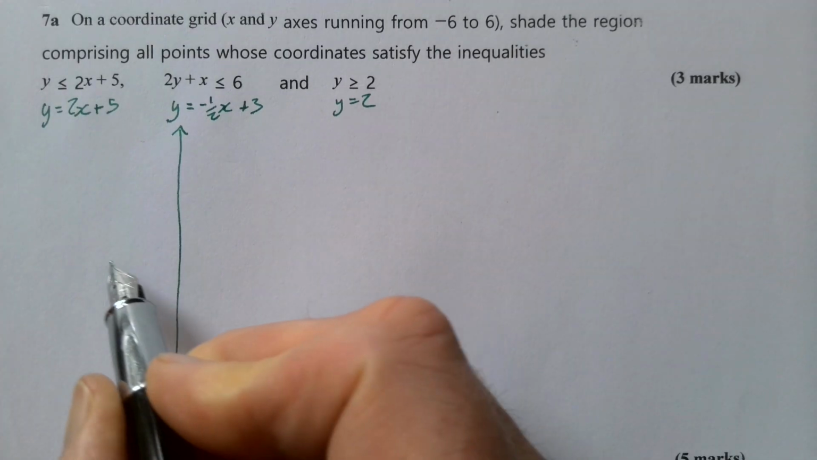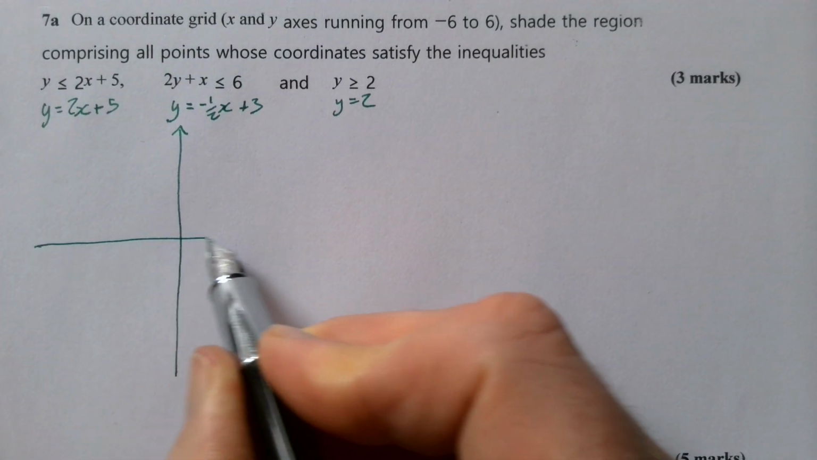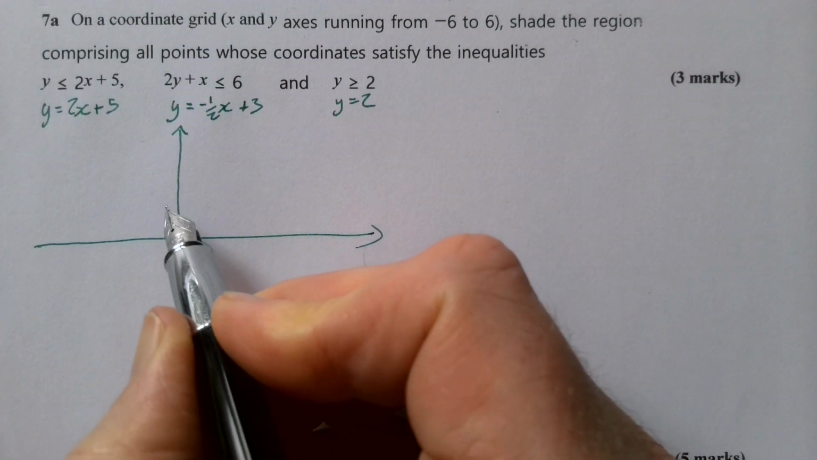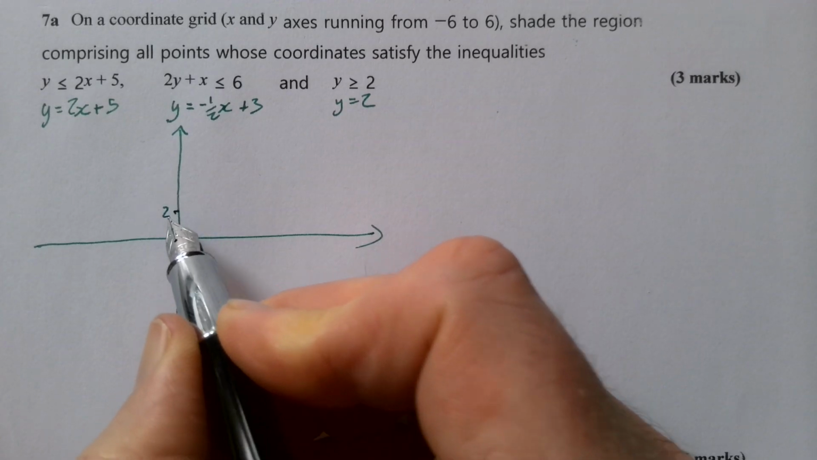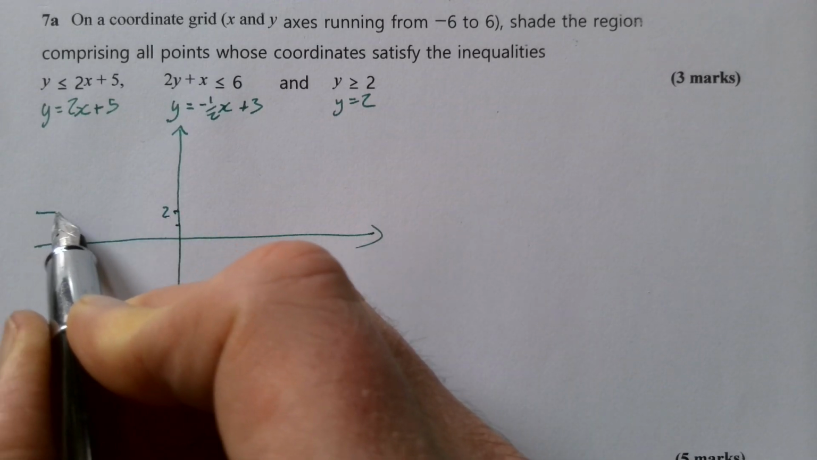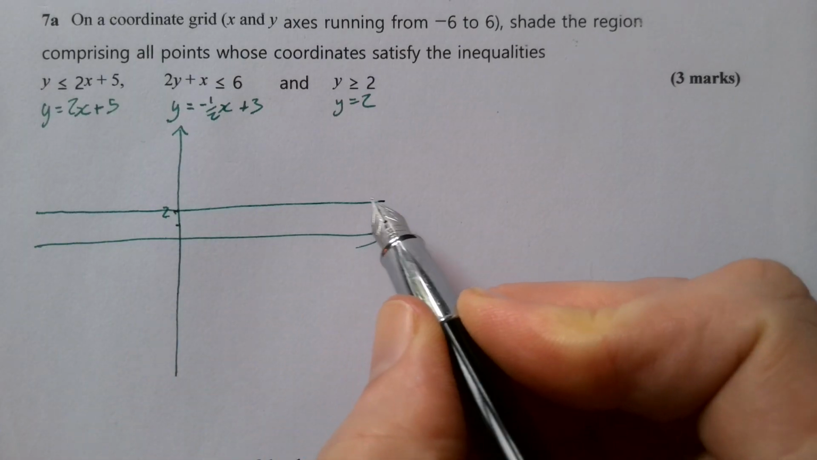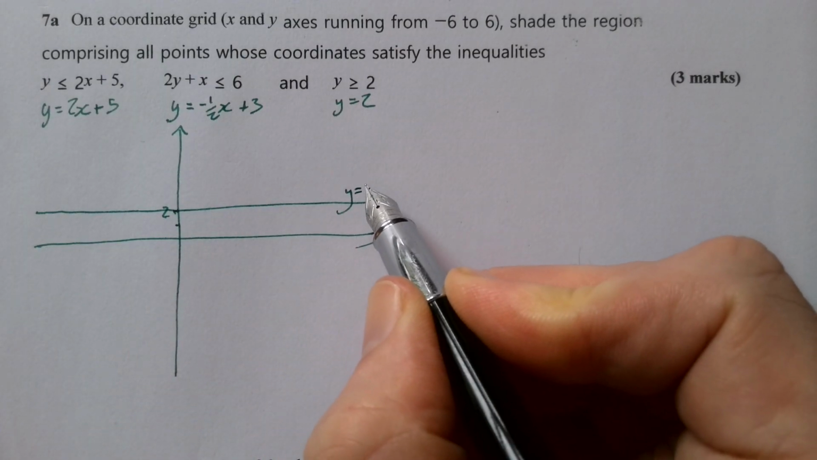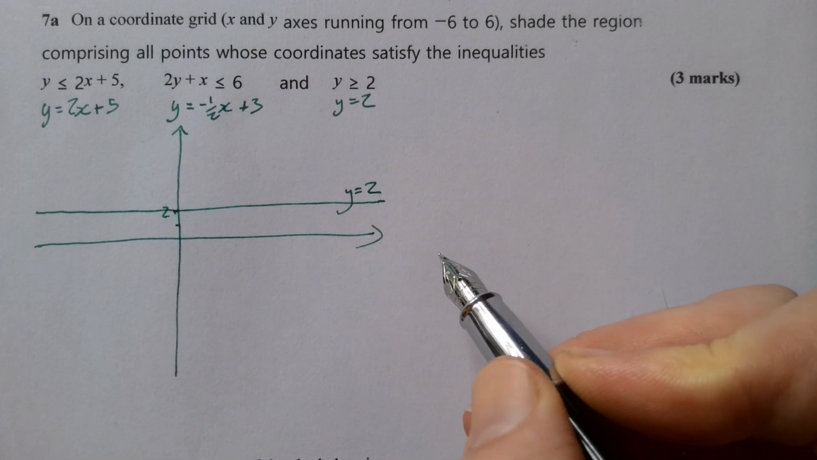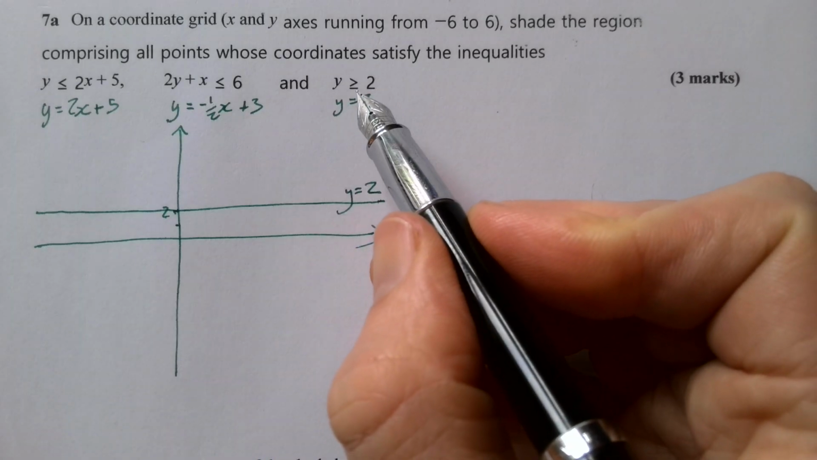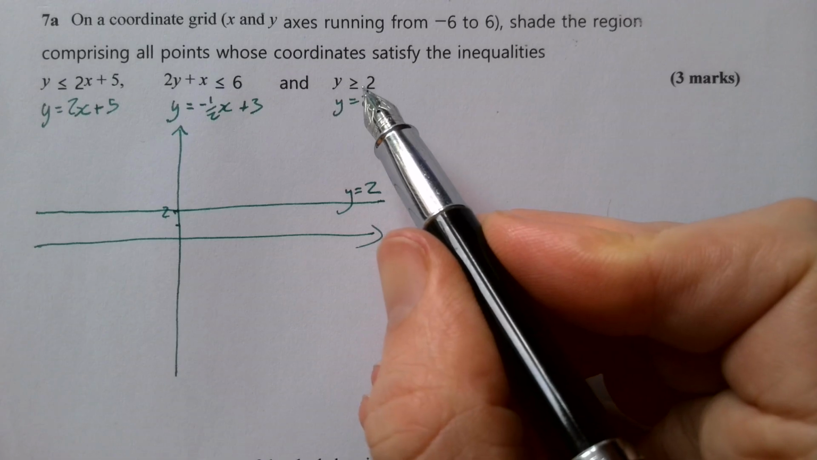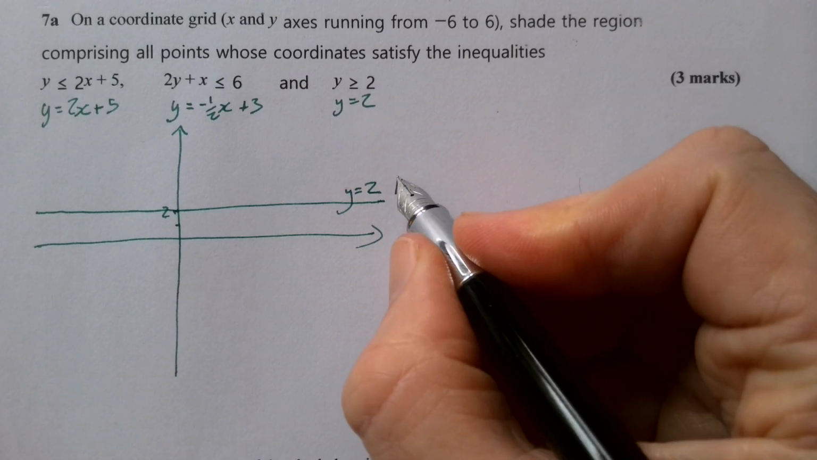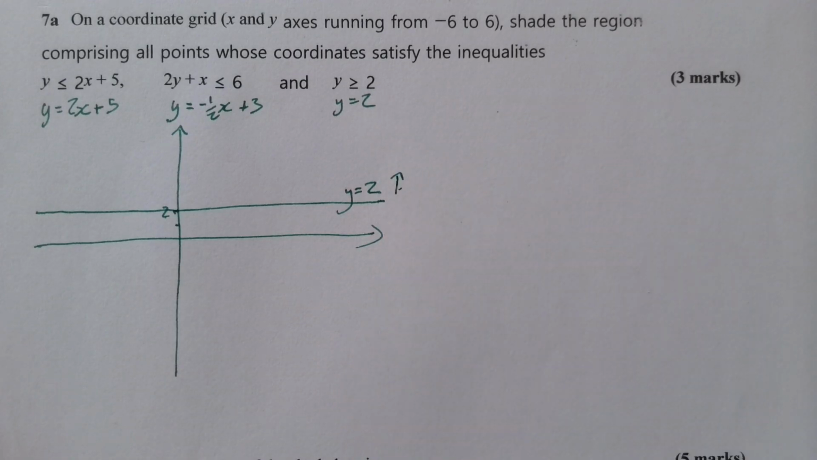We've got our graph going on axes from positive 6 to negative 6. Anyway, y equals 2 is the easiest one, so we will have the line y equals 2. That's a straight line. And these are all going to be solid lines because they're all greater than or equal to, or less than or equal to. And because it's y is bigger than or equal to 2, we're going to be wanting stuff above the line.